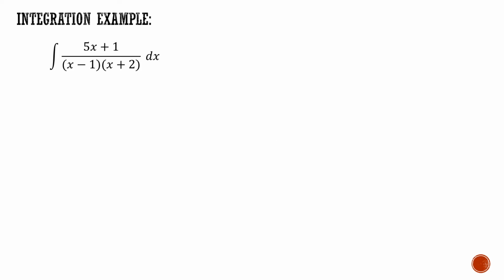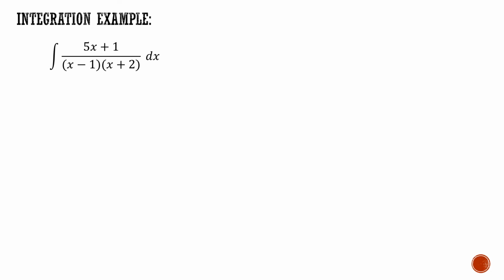Okay, so how do we connect this to the integration or finding the antiderivative? Well, this is the question you would be receiving. This is the question they're giving you. Find the antiderivative of 5x plus 1 over x minus 1 times x plus 2. Now, since it doesn't fit any of the previous patterns that we've seen, we're going to try this new thing, which is partial fractions. Now, we've already worked on partial fractions.